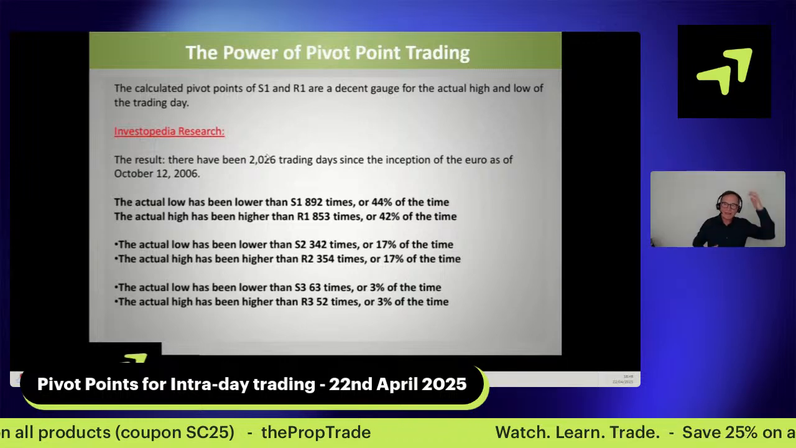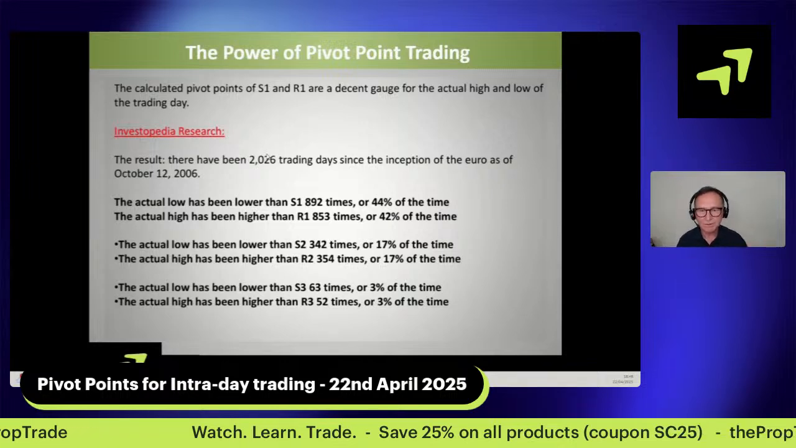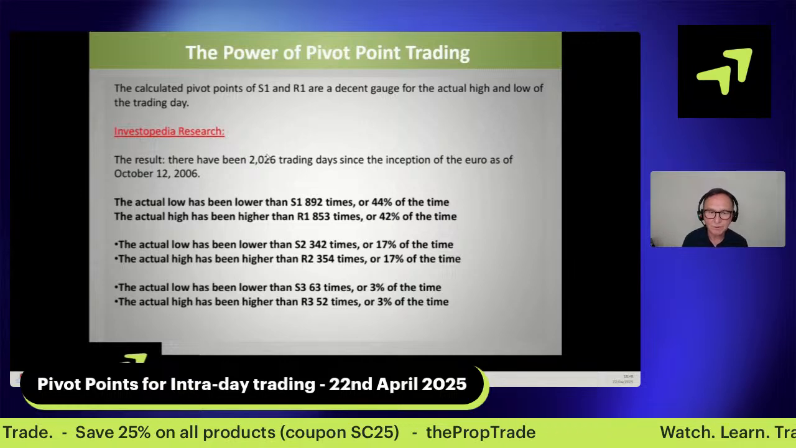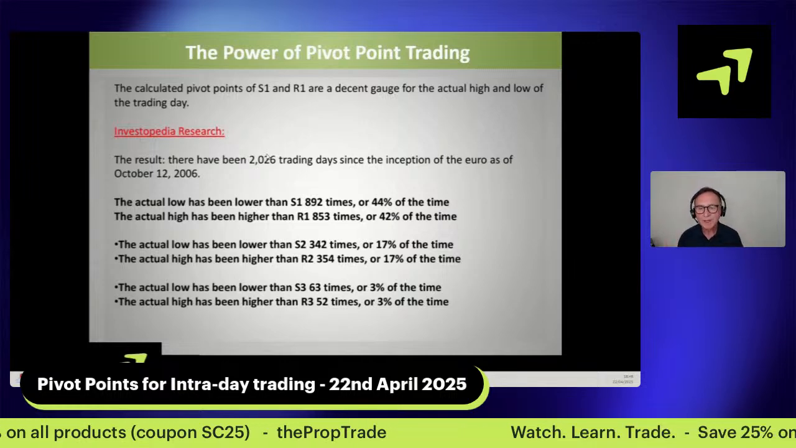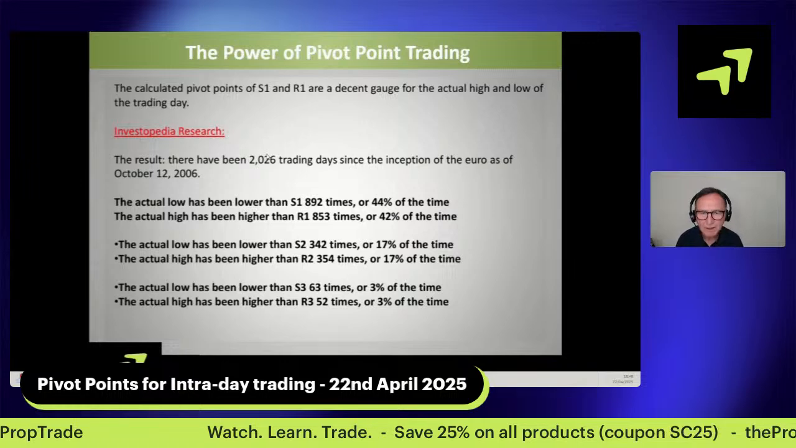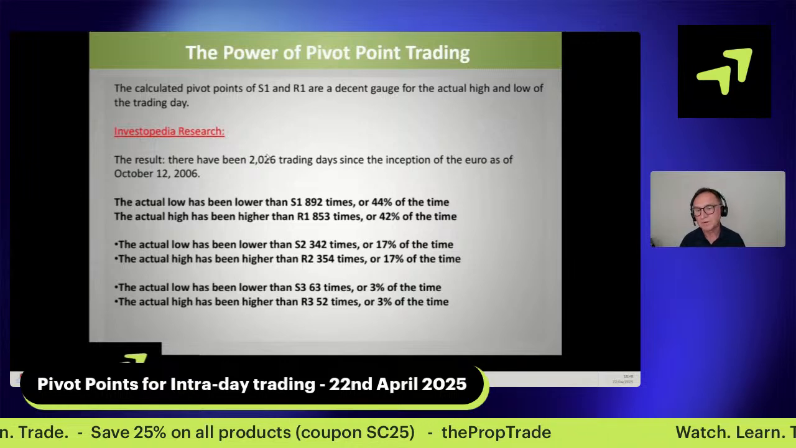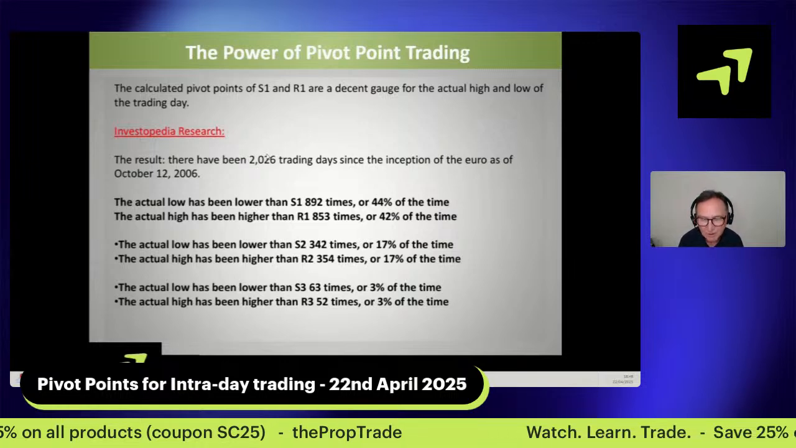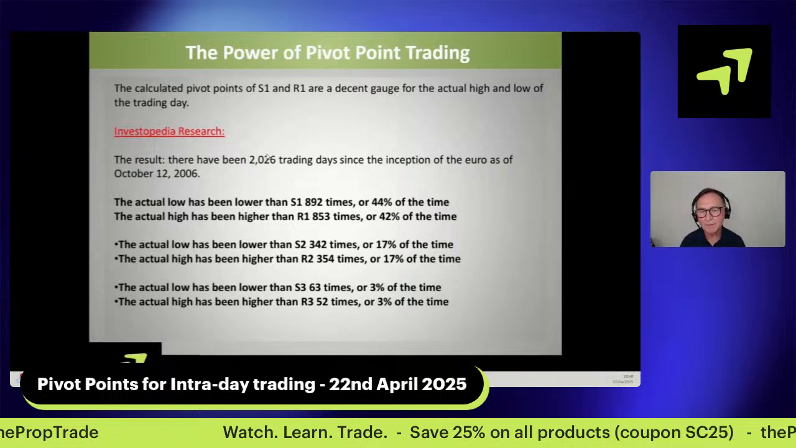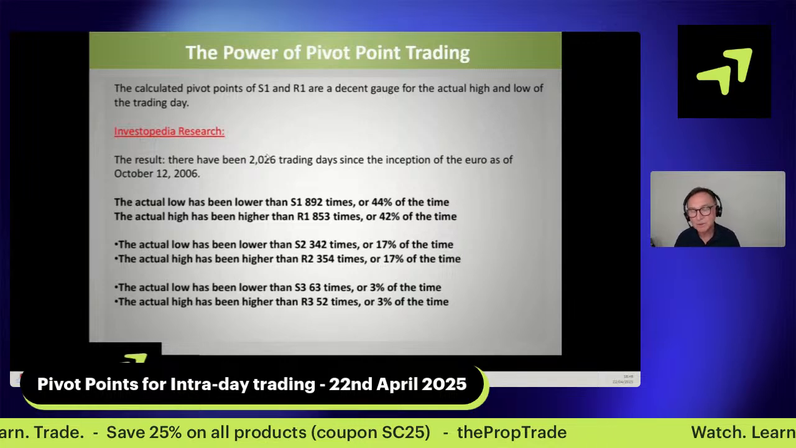How good are these areas? So these S1 and R1 levels, these are the key ones. This is why this lady trader friend of mine just uses S1 and R1, not the other two. But anyway, let's read the slide here. The actual low has been lower than S1 44% of the time on a daily basis. So the actual low of the day was lower than S1 44% of the time, and higher than R1 42% of the time.